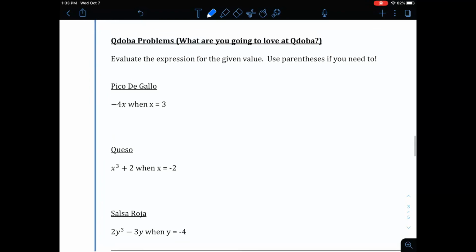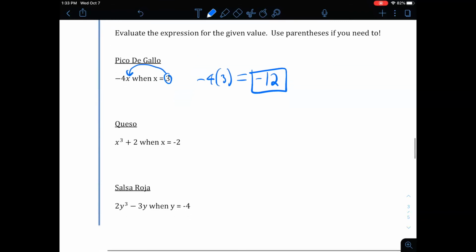Okay, so we got negative 4x when x equals 3. Well, we're going to plug in 3 for x, right? So we have negative 4 times 3, which is going to equal what? Negative 12. All right, getting a little bit spicier now.